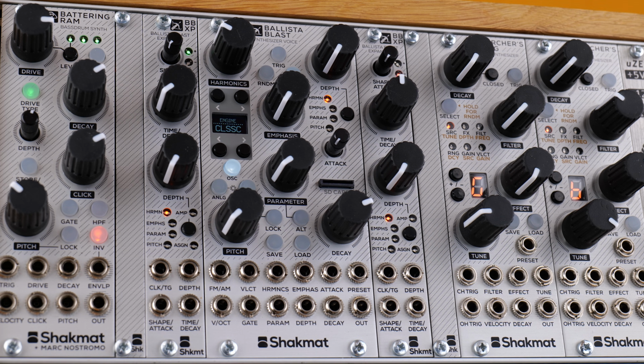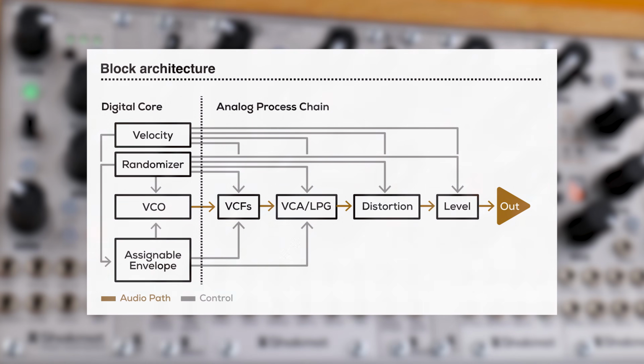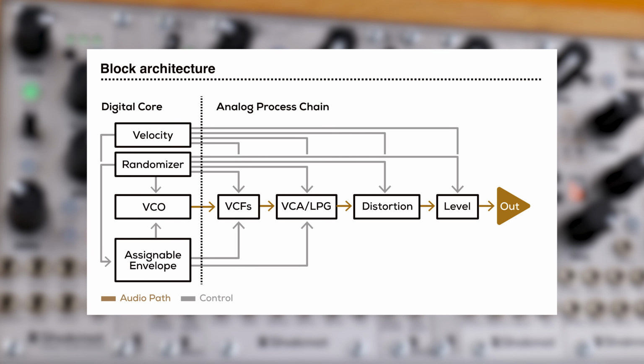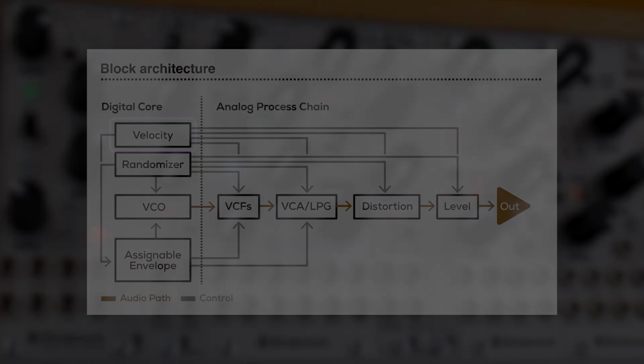The Ballista Blast has a hybrid digital-analog architecture. So the module features a digital core made of VCO and modulation signals processed by an analog process chain. This chain is made of VCFs, VCA/LPG, two types of distortion, and a final VCA to adjust the level. Note the digital core also generates different modulation signals such as an Assignable envelope, a randomizer, and a velocity manager.